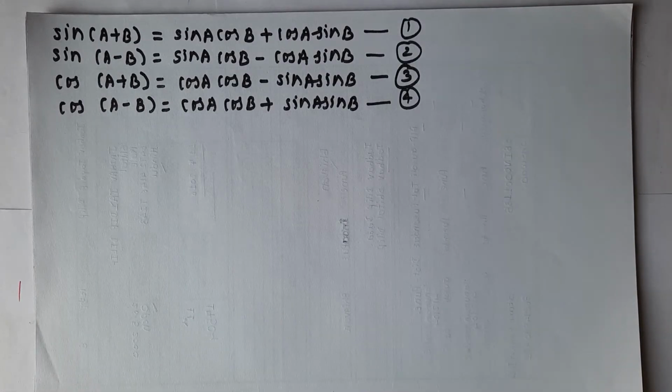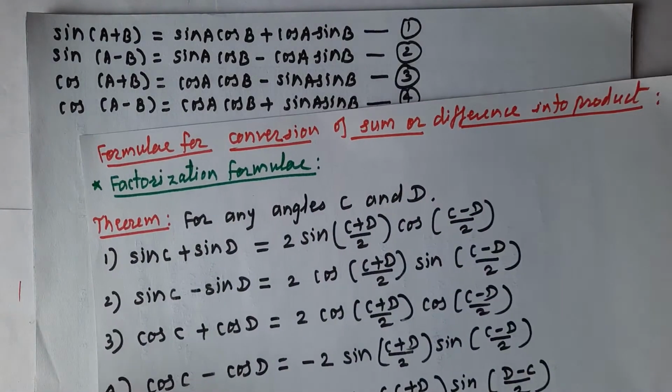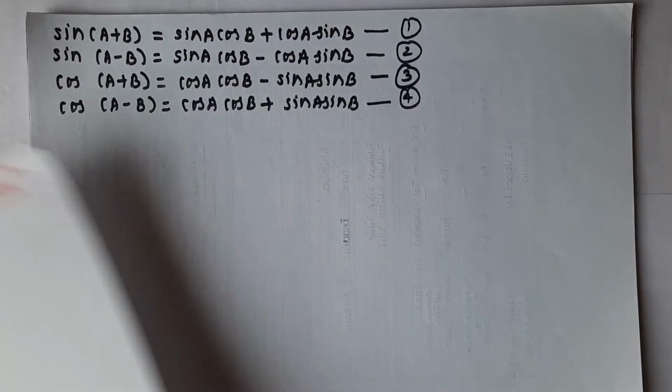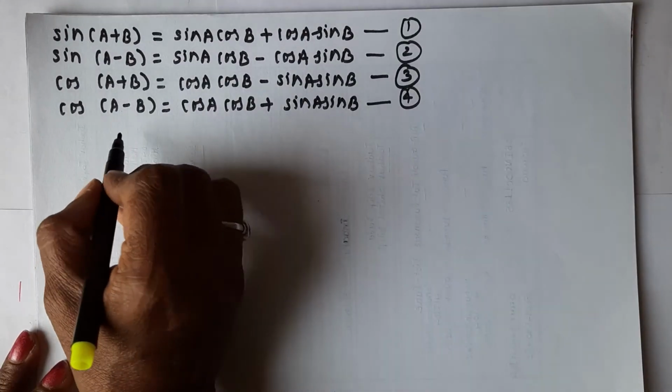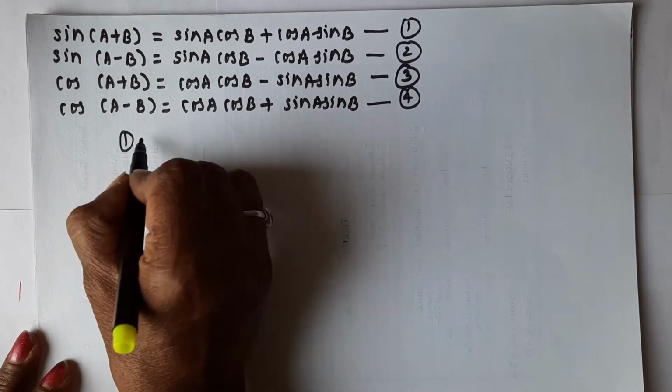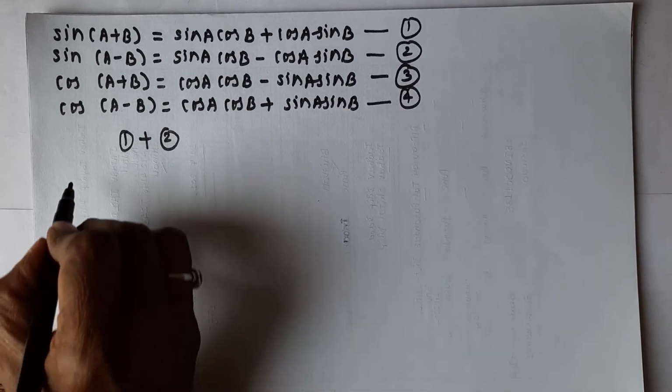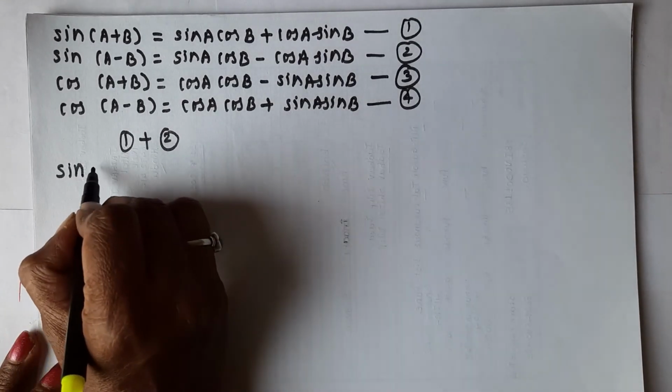Now, first we will derive the formula for sin C plus sin D and sin C minus sin D. For that, we will add 1 and 2. We will take addition of first and second. If I take addition of first and second, what will be to the left hand side?